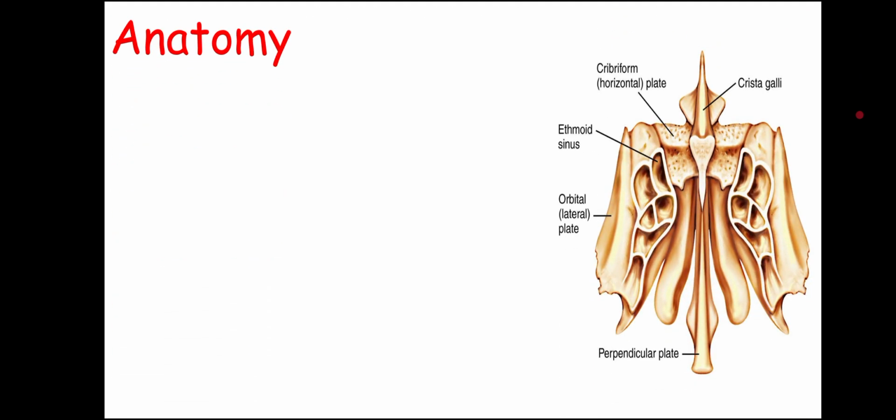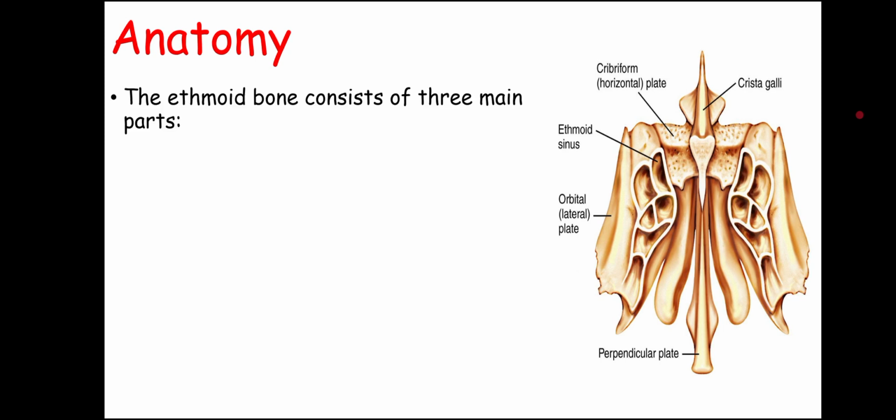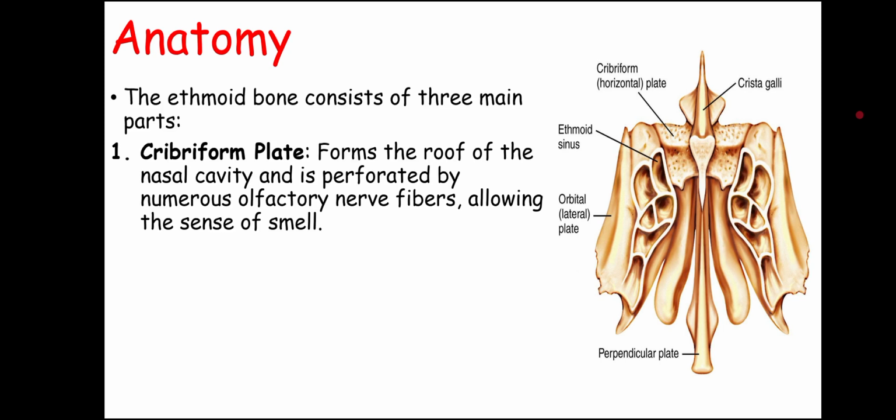Talking about the anatomy, the ethmoid bone consists of three main parts. The first is cribriform plate. Here you can see in the diagram cribriform plate, that is also called as horizontal plate. It forms the roof of nasal cavity and is perforated by numerous olfactory nerve fibers, allowing the sense of smell.